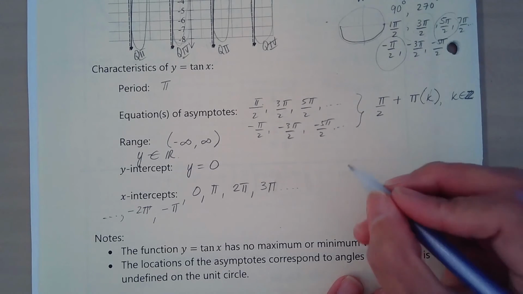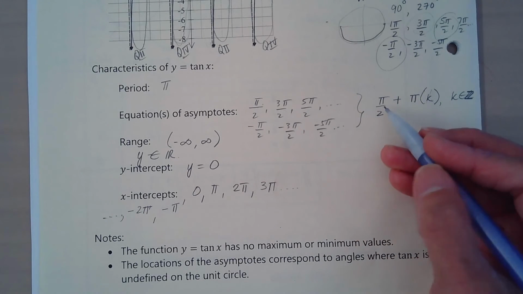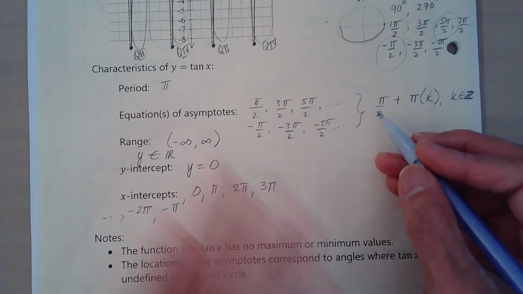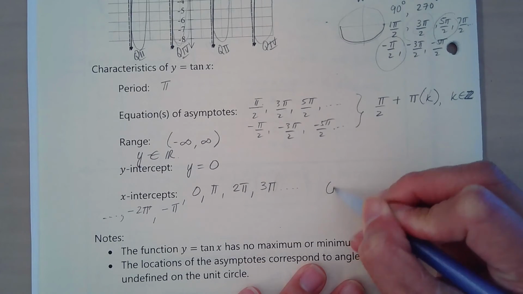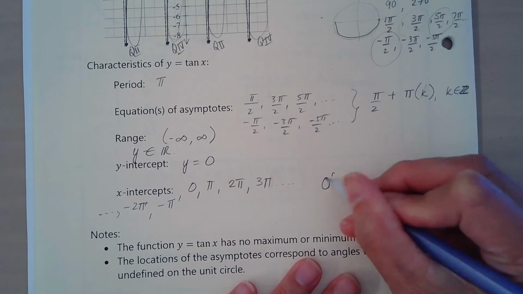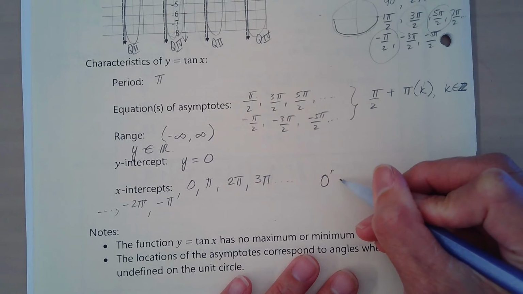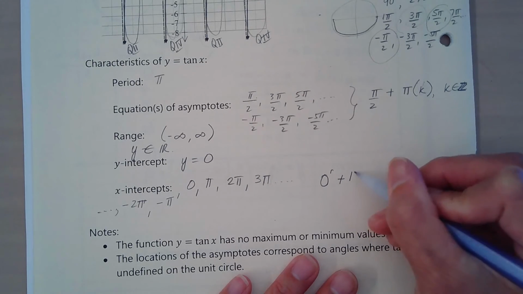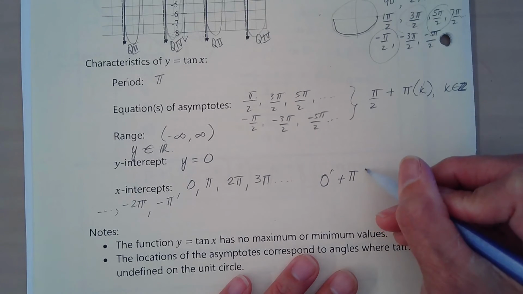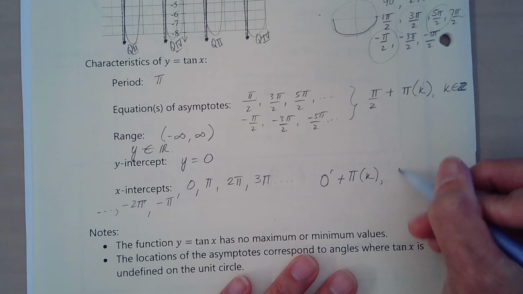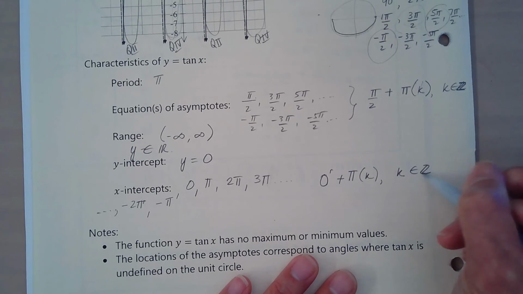Can we generalize that? We do it the same way as the equation. Well, we have to have some starting point. 0 radians. What do you think the next one is? Plus pi times k, where k is an element of the integers.